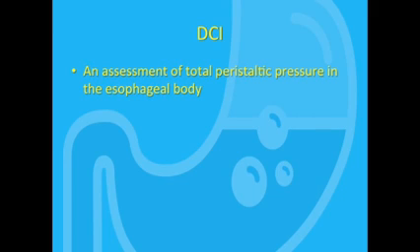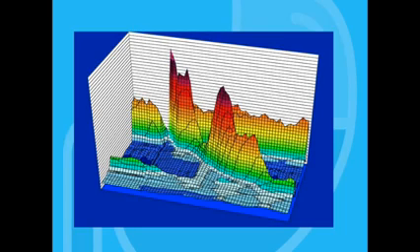What is the DCI? The DCI is an assessment of the total peristaltic pressure down the length of the esophageal body. If you take one of our topographical plots, which is a view from the top, and turn it slightly on its side so that you see the three axes, that is X, Y, and Z, as in this slide, you see the pressures of the esophagus looking like a mountain range. The DCI is simply an integration of all those pressures, basically calculating the volume of that mountain range. And so larger volumes indicate higher overall esophageal pressures.